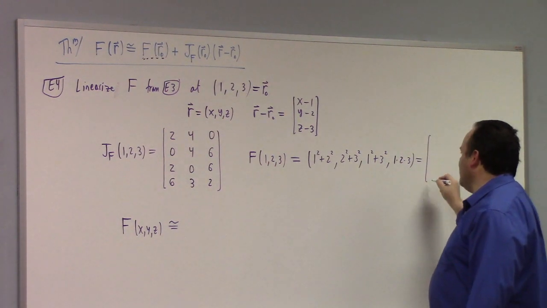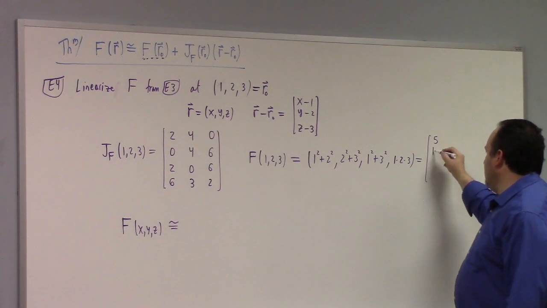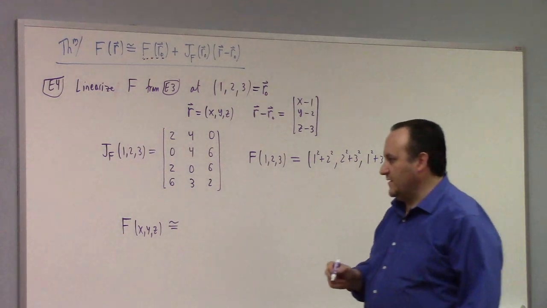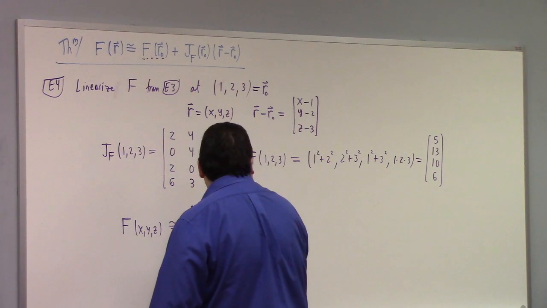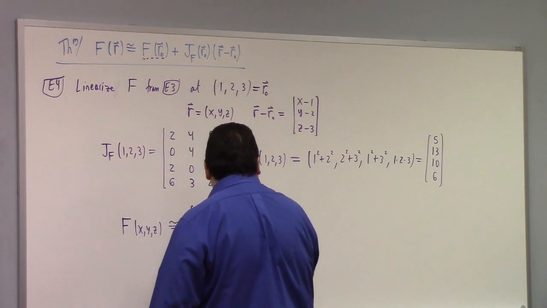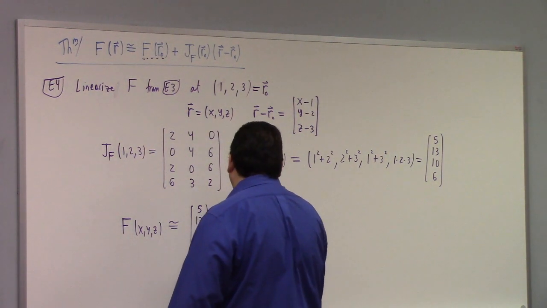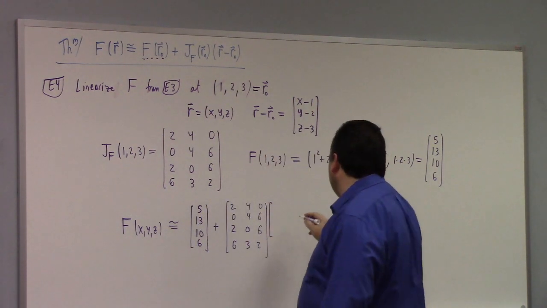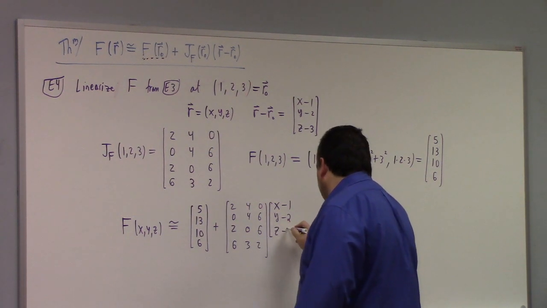So what did that work out to? Looks like a 5. 9 plus 4, 13. 10. And 6. That's the value of the function at the point of the approximation. So we've got 5, sort of the point of tangency, if you like. So 5, 13, 10, 6, plus the Jacobian matrix, which I have right there: 2, 4, 0, 0, 4, 6, 2, 0, 6, 6, 3, 2. And then I multiply that by my difference vector: x minus 1, y minus 2, z minus 3.